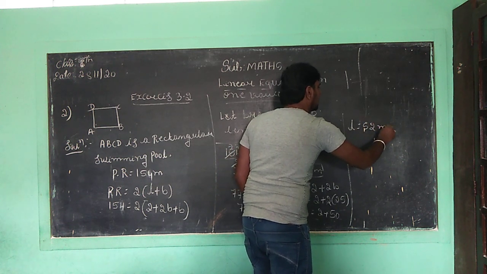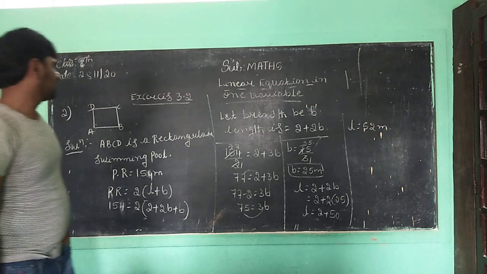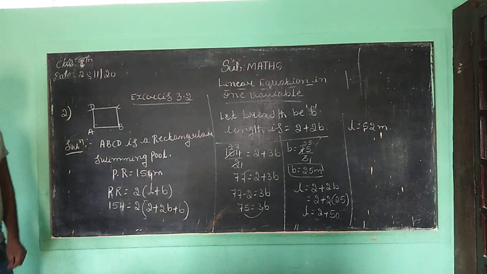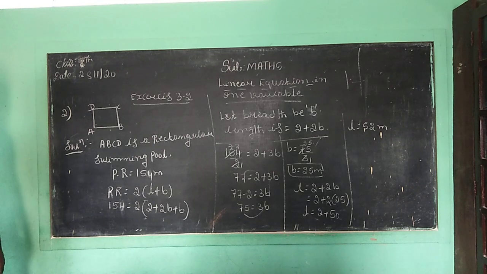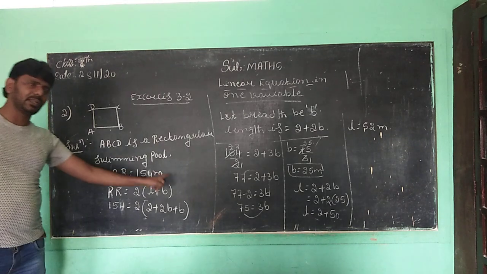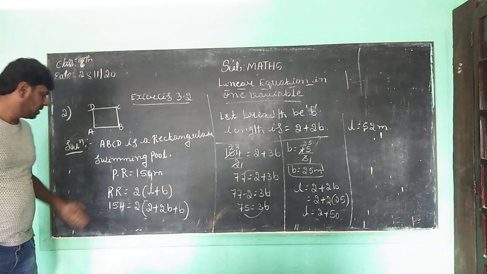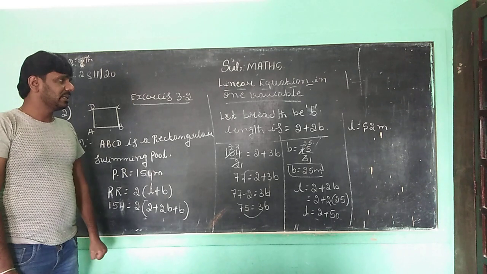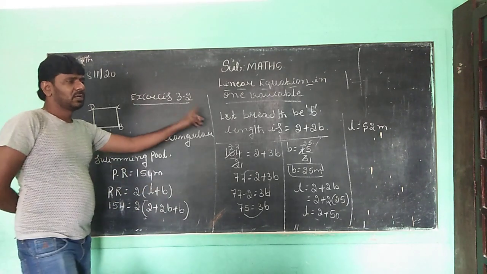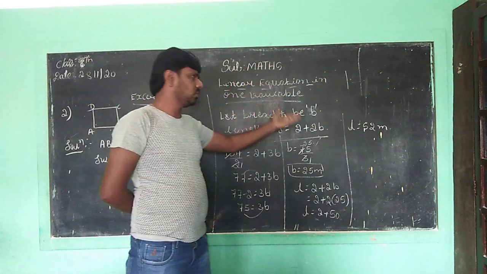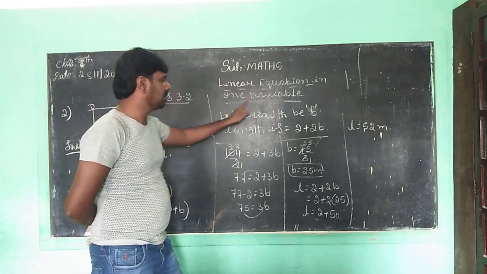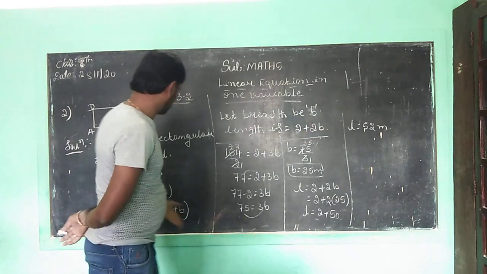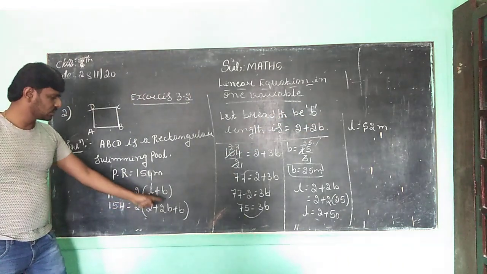52 meter. Correct. See children, ABCD is a rectangular swimming pool. The perimeter given is 154 meter. We want to find the length and the breadth. Okay children, the perimeter of a rectangle is 2 of L plus B. The perimeter of the rectangle is given as 154. So how can we find the length and breadth? They gave that the length is 2 meter more than twice the breadth. That's why we take breadth is equal to B and the length is 2 plus 2B. So we want to substitute L is equal to 2 plus 2B, breadth is B.